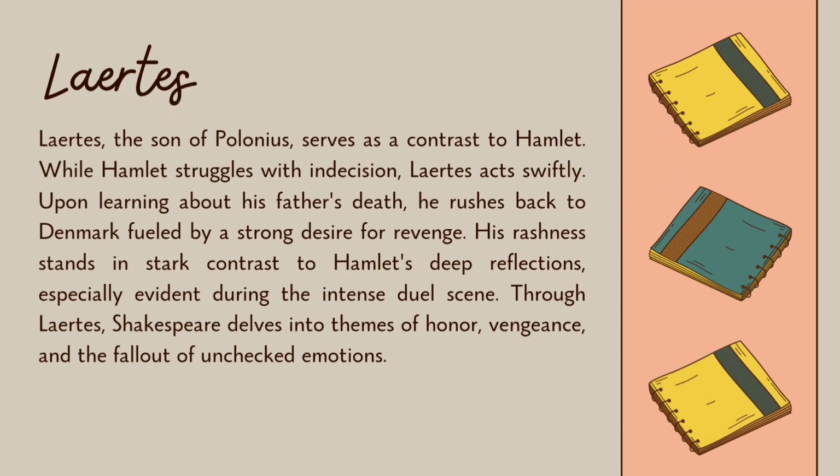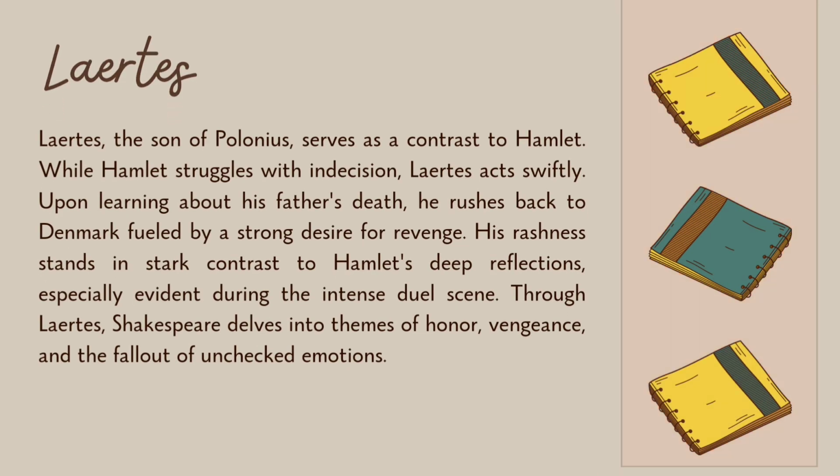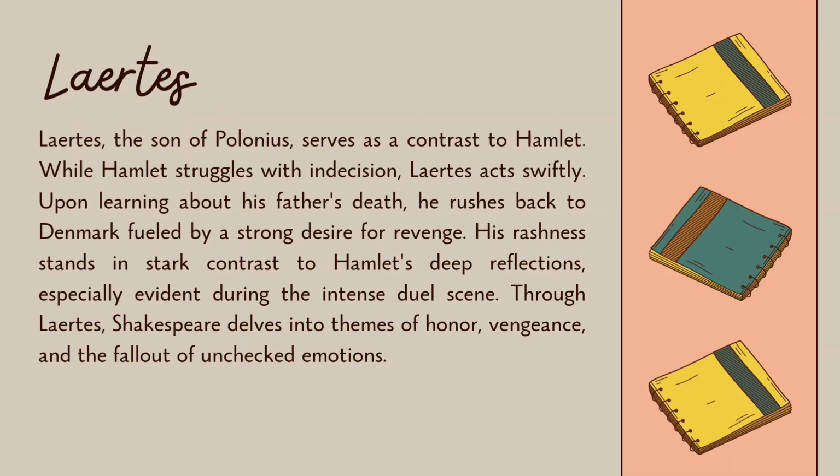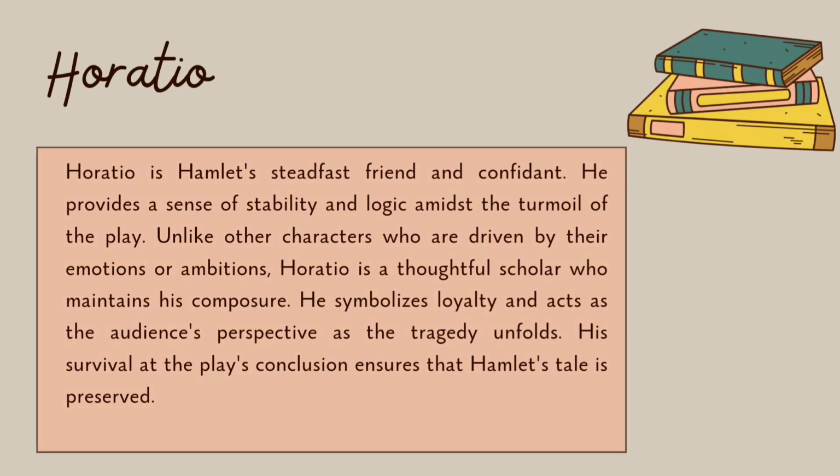Laertes, the son of Polonius, serves as a contrast to Hamlet. While Hamlet struggles with indecision, Laertes acts swiftly. Upon learning about his father's death, he rushes back to Denmark, fueled by a strong desire for revenge. His rashness stands in stark contrast to Hamlet's deep reflections, especially evident during the intense duel scene. Through Laertes, Shakespeare delves into themes of honor, vengeance, and the fallout of unchecked emotions.